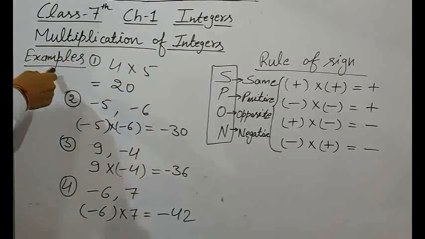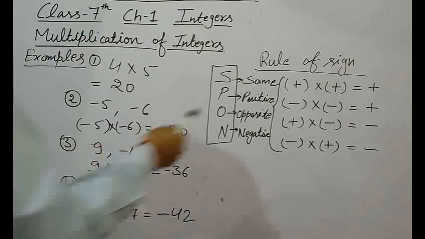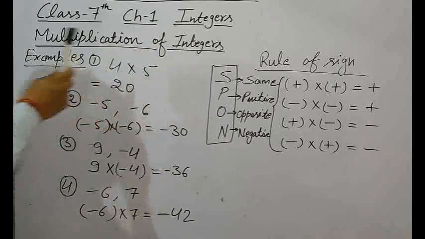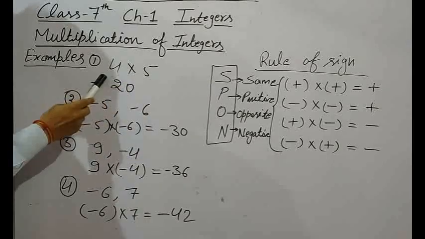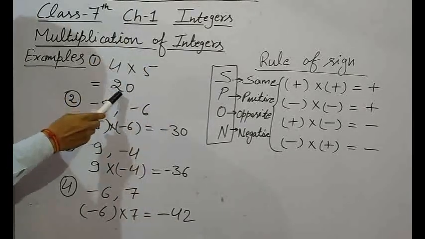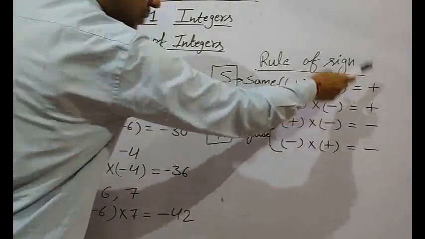So now we take some examples to understand multiplication of integers. For the first rule, we take two positive integers. So both are positive integers. After multiplying we get 20. 20 is positive, because plus multiply plus is plus.